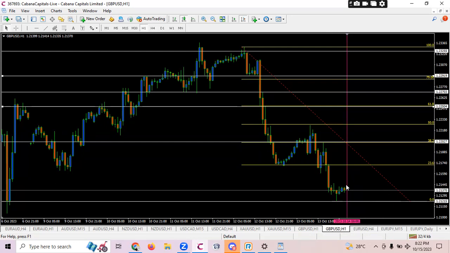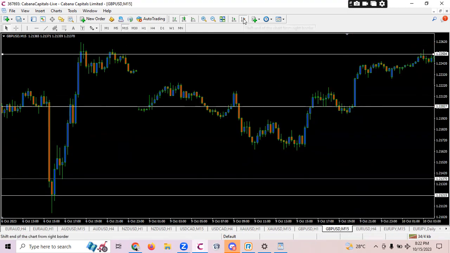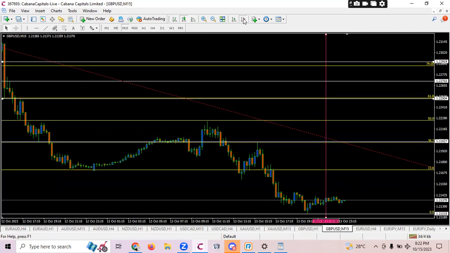Okay. So I don't want to stop here. I also want to go down to the lower time frame. Now on 15 minutes, I want to confirm if there's a fair value gap here. So let's go to the 15 minutes time frame. If there's no fair value gap on 15 minutes, then it's no good time to buy GBP USD. You can see on the 15 minutes time frame, there is no fair value gap. So it's not a good time to execute a buy trade.